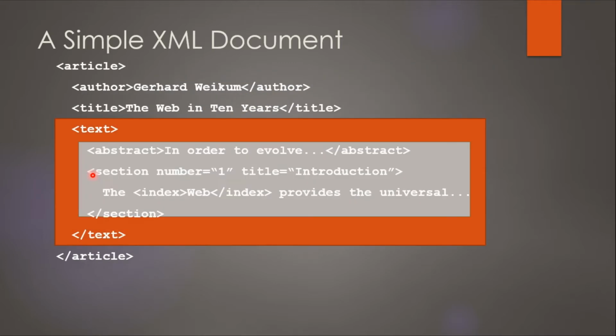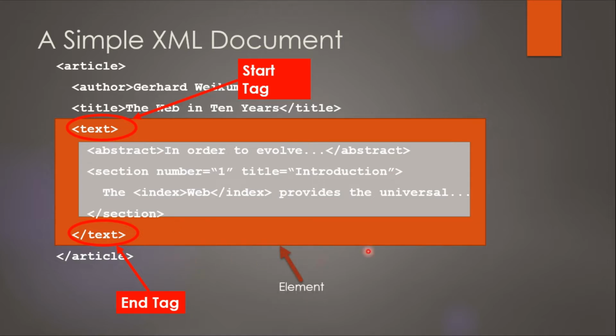Now just check out this. This is the starting tag and this one is the ending tag, and these are the elements on the text element, and these are the sub elements, the sections and abstract, etc.